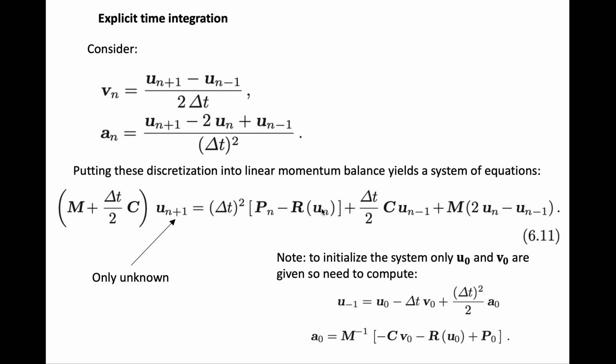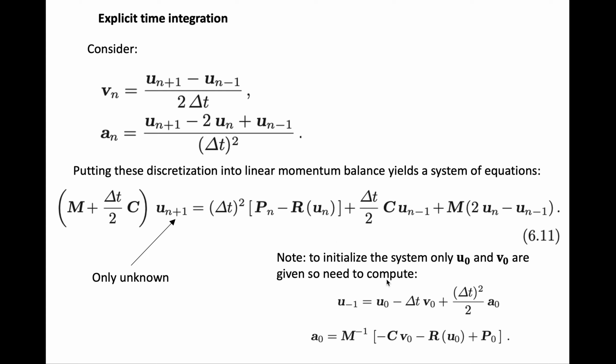you only need the internal forces from the previous time step. So R depends only on u_n, so only on the known displacements u at time step n, and then here you need the displacement at the n-1 time step. So you can see that basically all the things that you have are the displacements at the previous two time steps. That's all you need, and then you can solve for the displacement at the next time step.